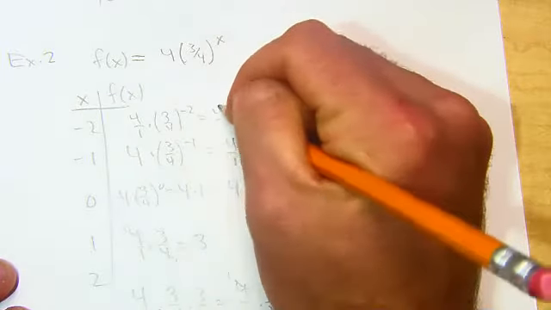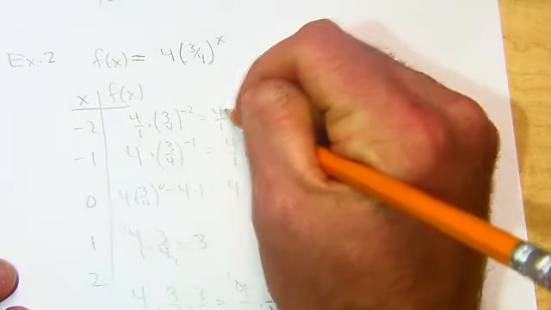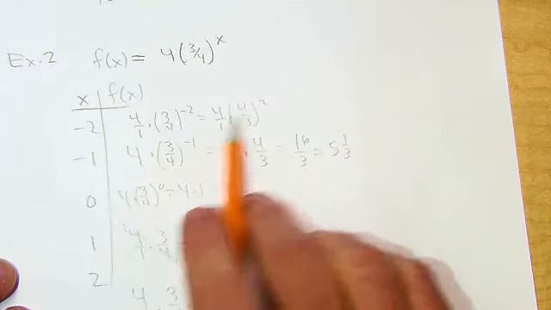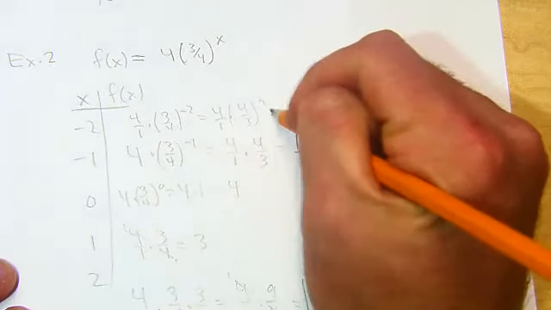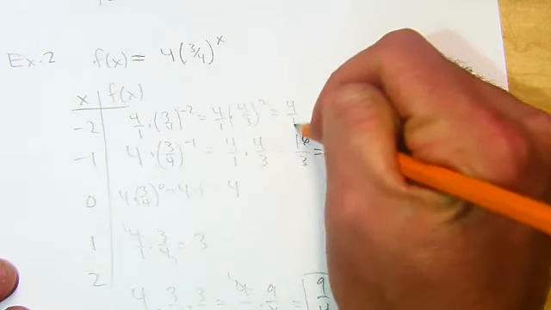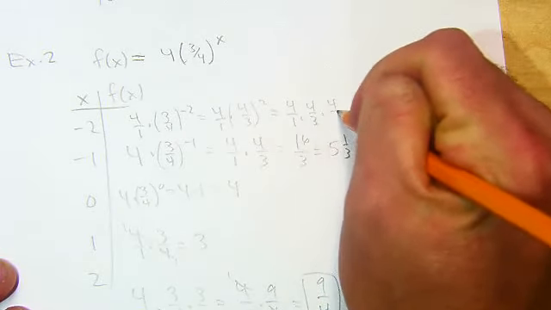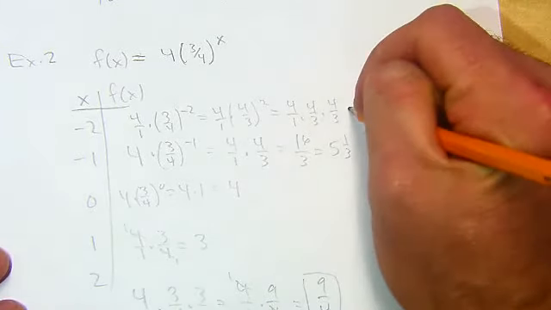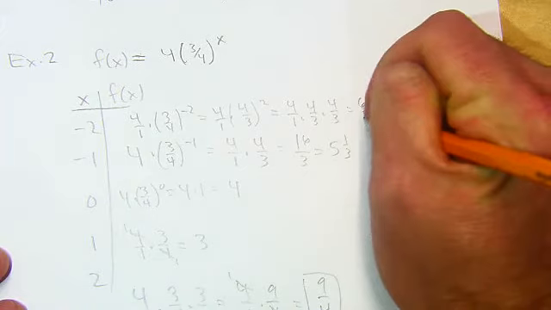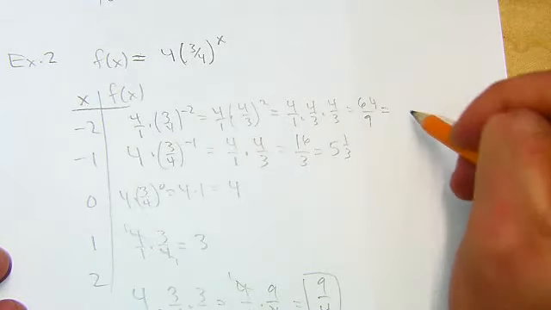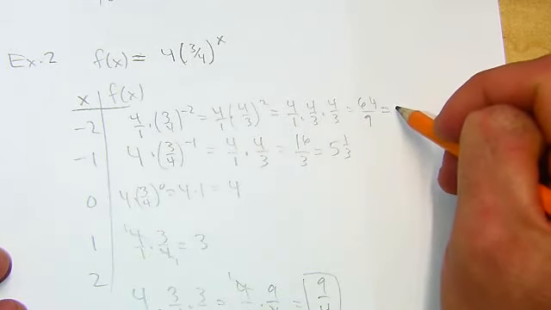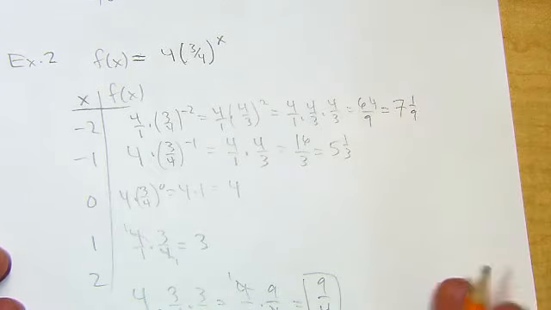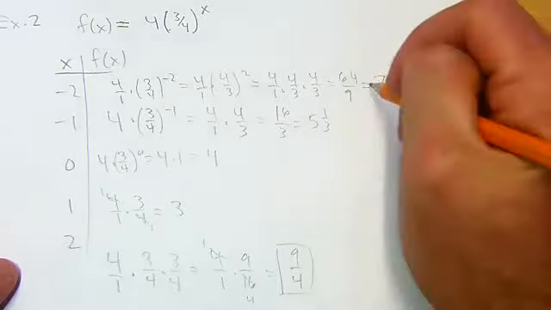That's going to be 4 over 1 times 4/3 squared. Okay, I flip that, make that +2. So we're talking 4 over 1 times 4/3 times 4/3. So what, 16 times 4, 64 over 9, which is, man, 9 times 7, 7 and a ninth, I believe. Okay, so that's a little tricky getting those.